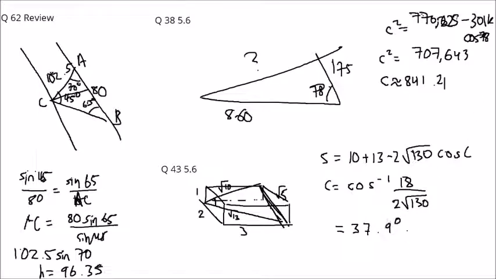37.9 degrees. Final question. Our final question is question 40 from 5.6, which is navigation. Two airplanes flying together in formation take off in different directions. One flies east at 350. If you remember your directions, one flies east at 350. And then the other flies east northeast.